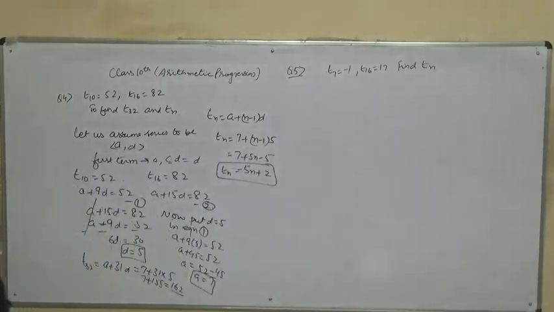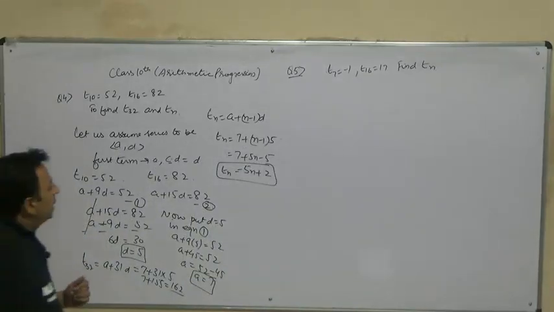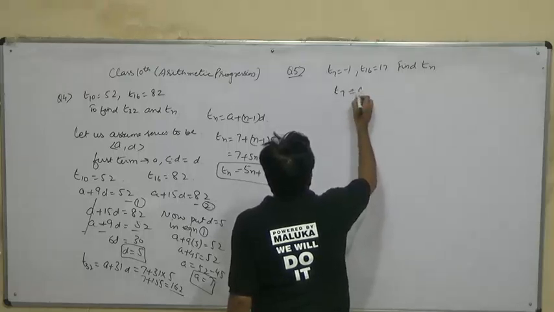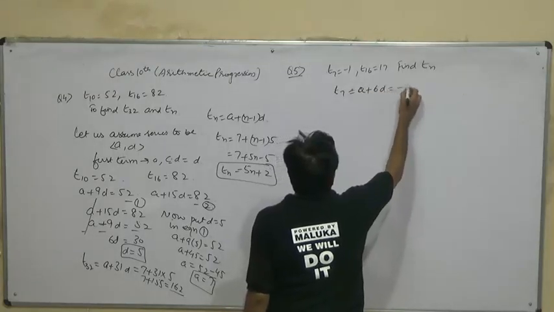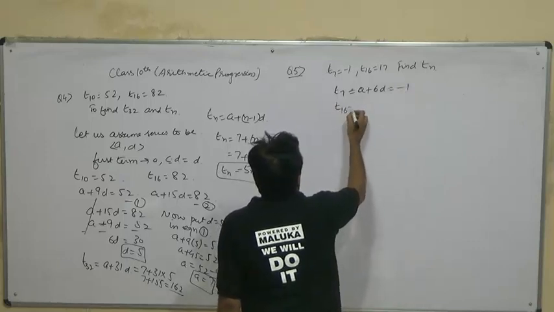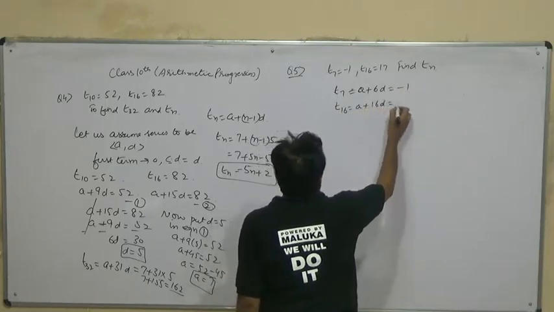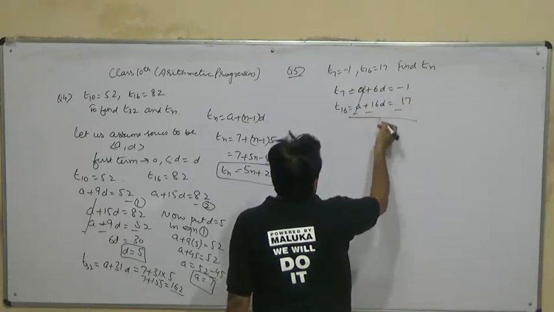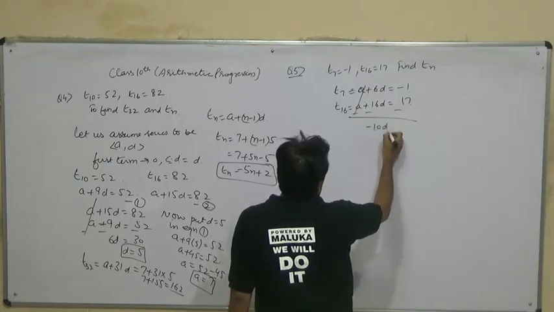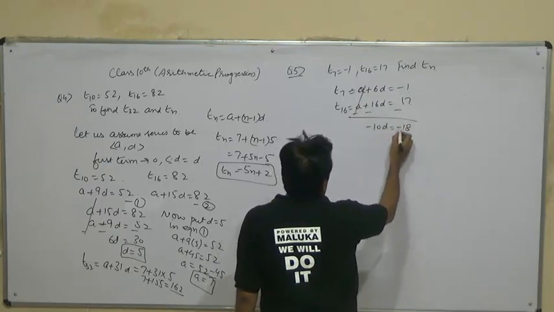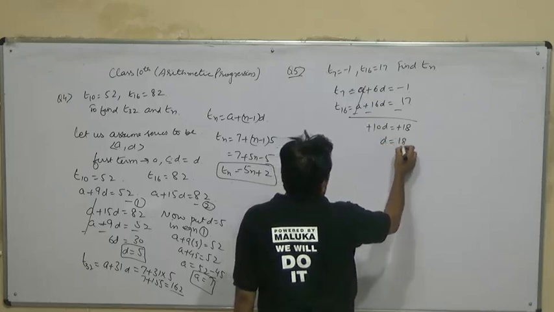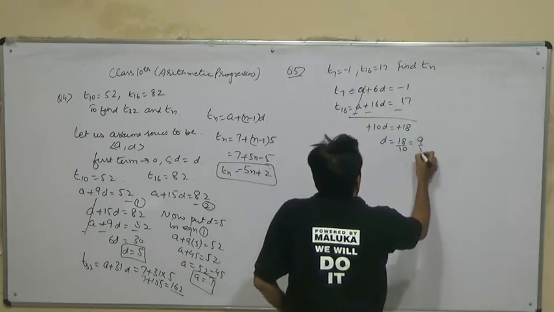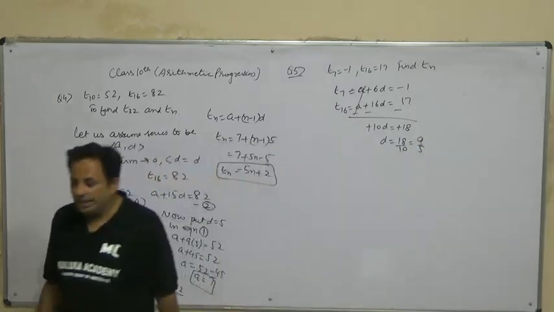So again we assume the series to be AP. So T7 is equal to A plus 6D which is equal to -1. T16 is equal to A plus 15D which is equal to 17. Subtract these two, solve them. This cancels out. This is -9D is equal to -18. This becomes D is equal to 18 by 9.